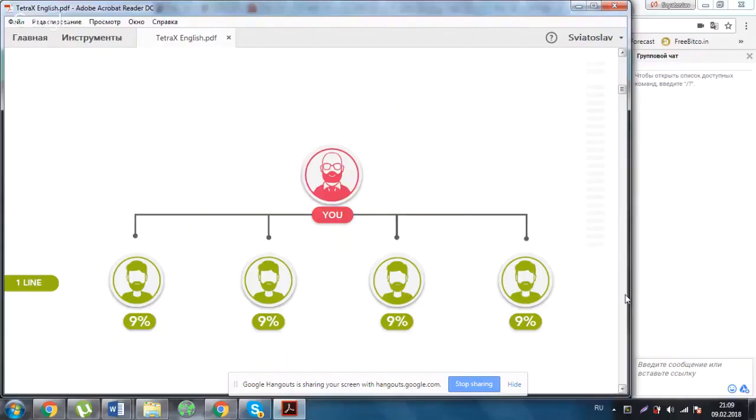So further, in Tetra X, free or empty cells will be open for you where it is necessary to put four partners. In other words, it is expected that you will perform a simple task: to find four persons who want to earn a big amount of money. Why big? I will explain later in this presentation.